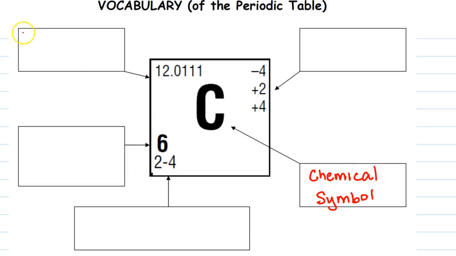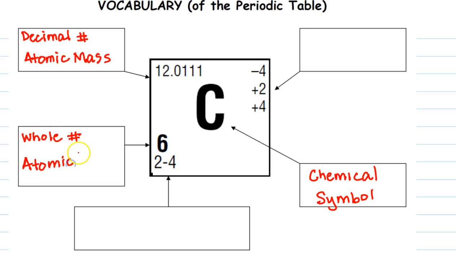You should have a decimal number, which we call the atomic mass. And you should see a whole number, which we call the atomic number. So the things I've just written in red, you should see that on every periodic table. Now, what I'm about to write in blue, you may or may not see that on your particular periodic table.